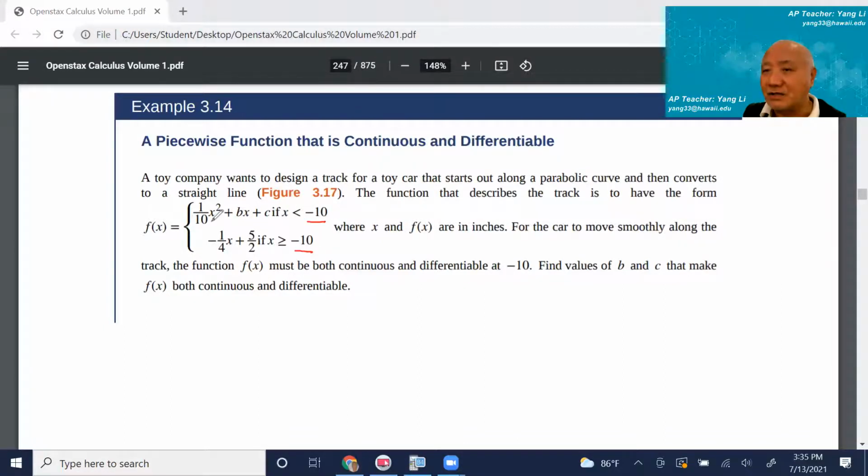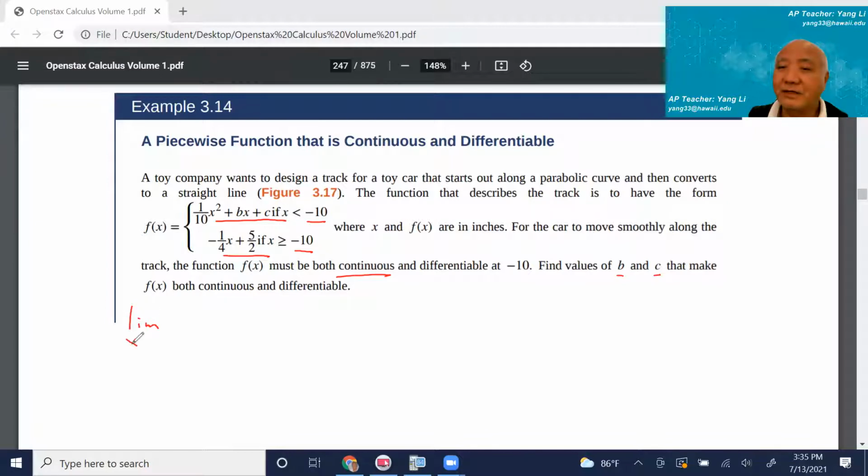Less than -10 is this, and after -10 belongs to this, okay? But right now, we need to determine what A and B are. So for this one, we can build up the equation first, okay? First thing, we use this condition, they said continuous. If it's continuous, it should have what? The left limit equals the right limit, and that equals the value of the function. Remember that? So let's find the left limit first, okay?